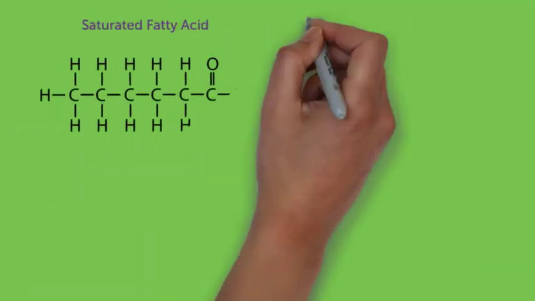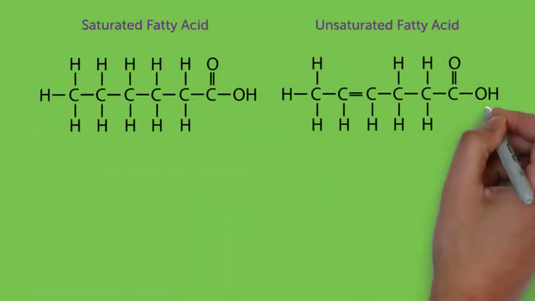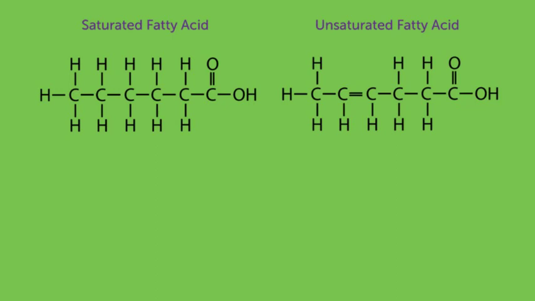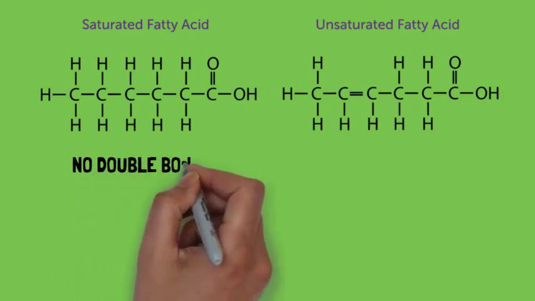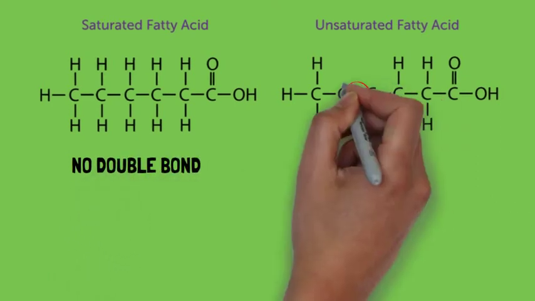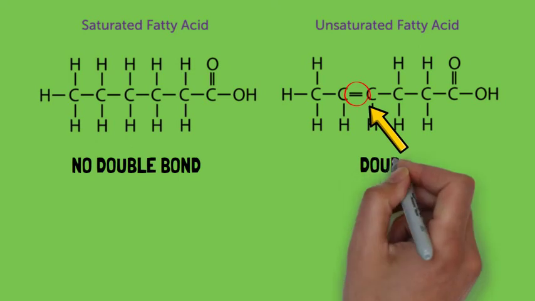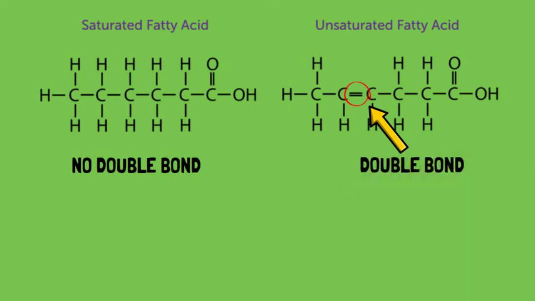Now there are 2 types of fatty acids. The first one is called a saturated fatty acid, and the second one is an unsaturated fatty acid. The difference between the two is that a saturated fatty acid does not contain a double bond, while an unsaturated fatty acid does contain a double bond. The double bond in the unsaturated fatty acid causes it to bend.